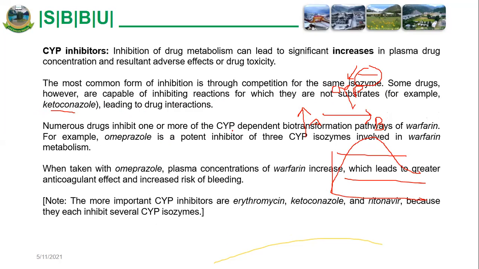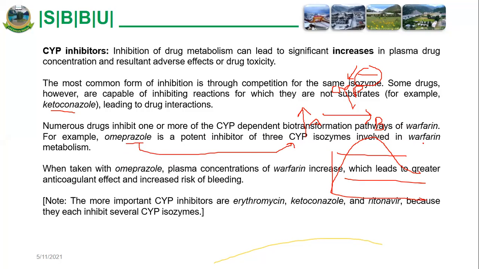You can see numerous drugs inhibit the cytochrome P450-dependent biotransformation pathways of warfarin. For example, omeprazole. If you are taking omeprazole along with warfarin, it is a potent inhibitor of these three cytochrome P450 isozymes involved in warfarin metabolism. So what will happen? Omeprazole inhibits the cytochrome P450 isozymes responsible for the metabolism of warfarin. As a result, the warfarin concentration will increase in the plasma, and they will have their toxicities.